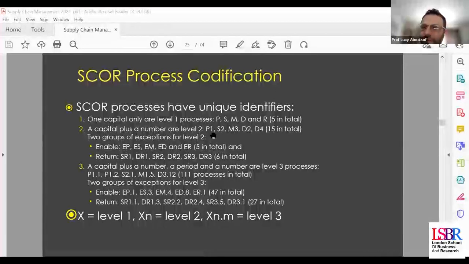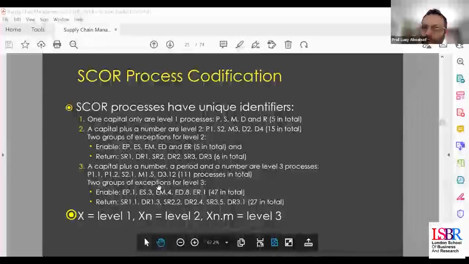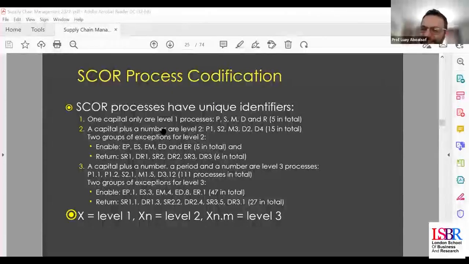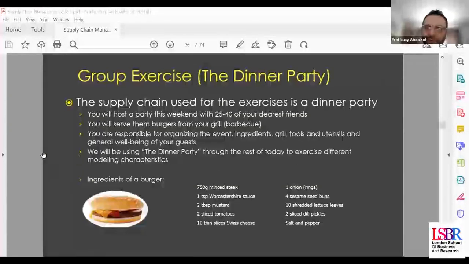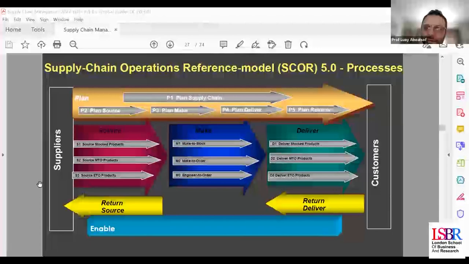Capital letters plus numbers, they could be P1, P2, P3, and I'll explain to you how they work. Capital letters plus numbers as well, when you want to identify your process in a multiple three-way process. You can do a single-way process. You can do a two-way process. You can do a three-way process. We're going to study all this now. I'm going to show you how we do it in school. Now, in a group exercise, we have this weekend a supply chain exercise for dinner party. We're going to do that later all together, actually, or maybe do something else.